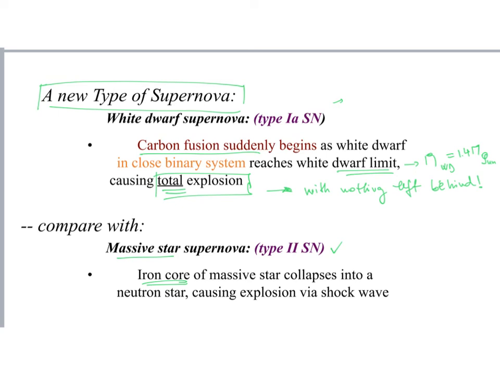So that massive star supernova, or core collapse supernova, also called type 2 supernova, right? That's a bit different. The explosion itself is actually caused by a shock wave thanks to that collapse, and it does leave behind a neutron star or a black hole if that massive star was above a certain limit. We're going to talk about that in the next little lectures.